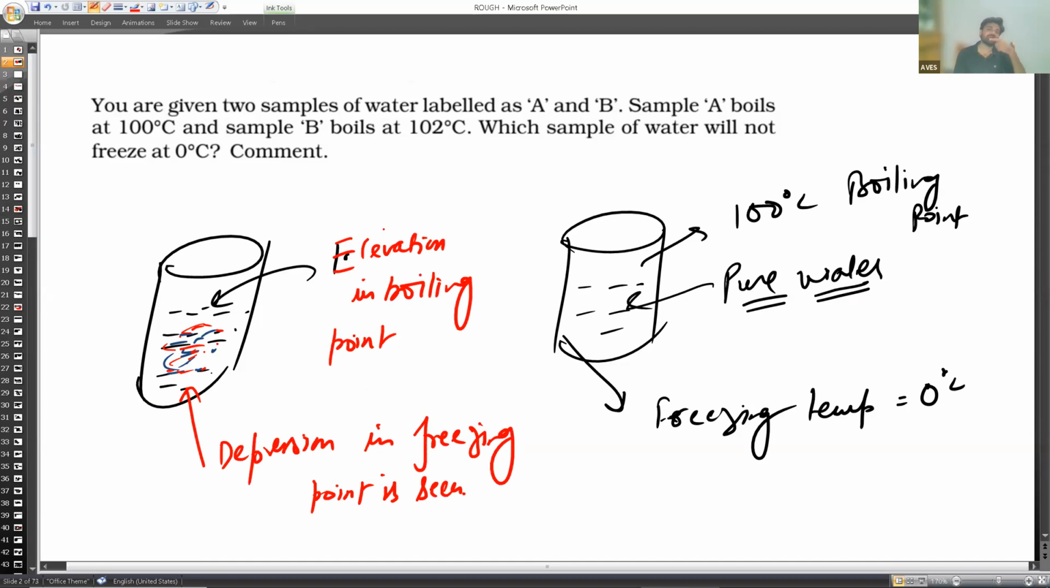And then you have to write the proper answer. You are given two samples, A and B. A boils at 100 degrees and B boils at 102 degrees. B sample will not freeze at 0 degree. A sample will freeze at 0 degree. And comment why? Because a pure solvent always has a greater freezing temperature than its solution. Okay, so note it down, please.